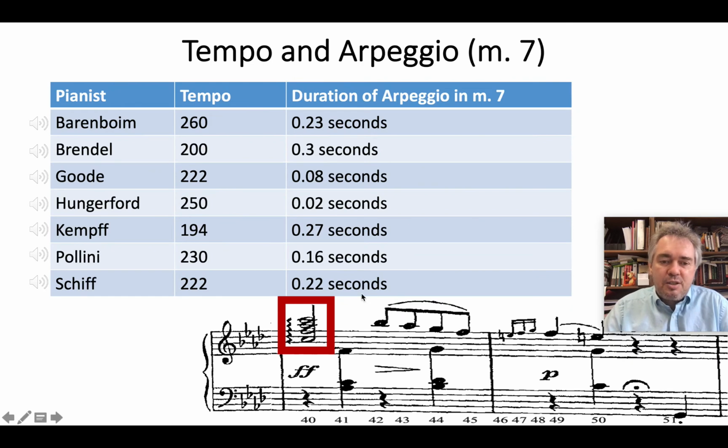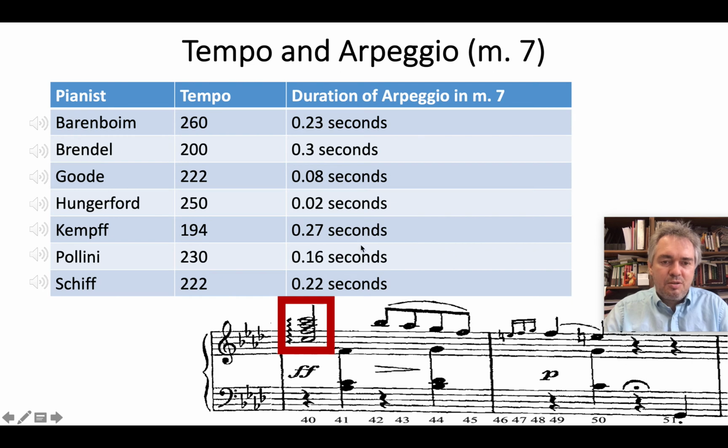I also asked, how do we perform arpeggios? How do pianists perform arpeggio? So we have this arpeggio, which is really the climax of that excerpt that I looked at. And I guess here I didn't proportionally say how long it was, but you can see here the extremes between Barenboim and Brendel are probably proportionally quite close. Also Kempf, and on the other extreme is Hungerford.